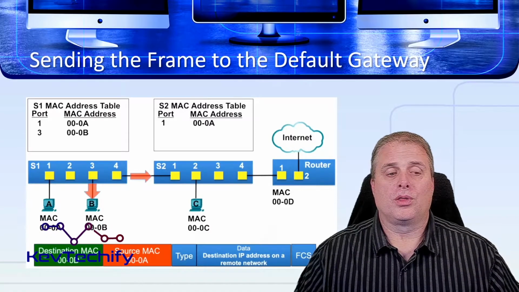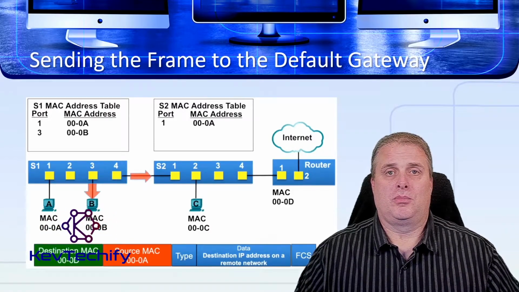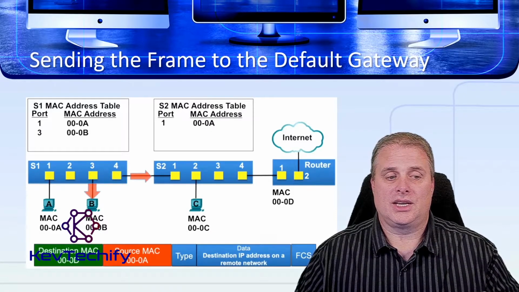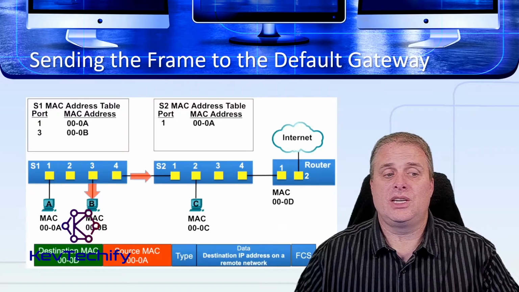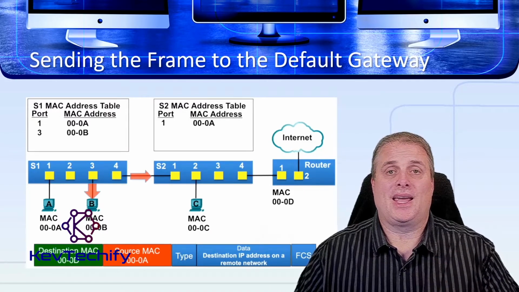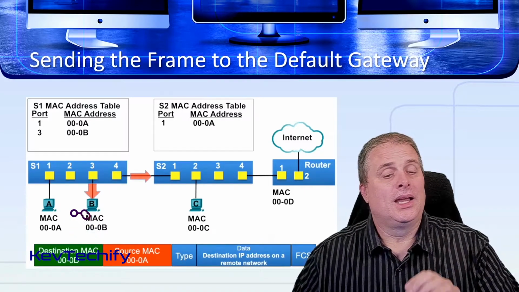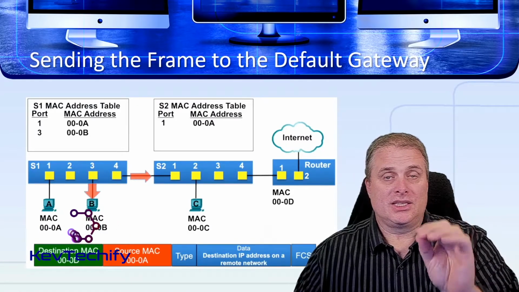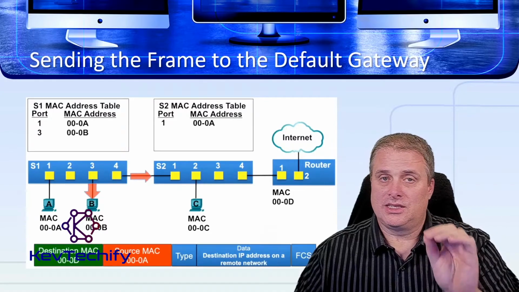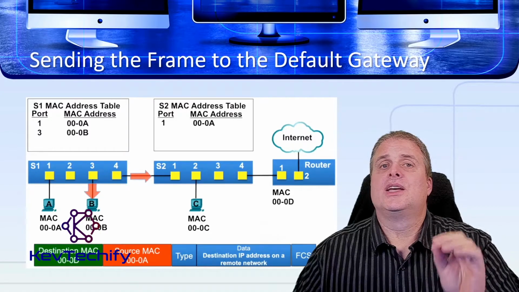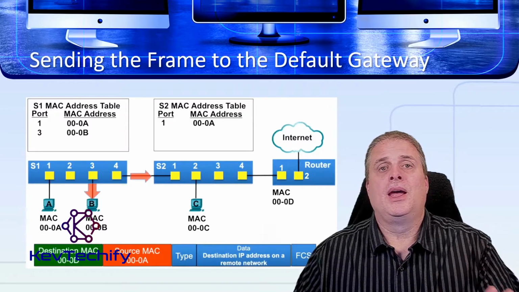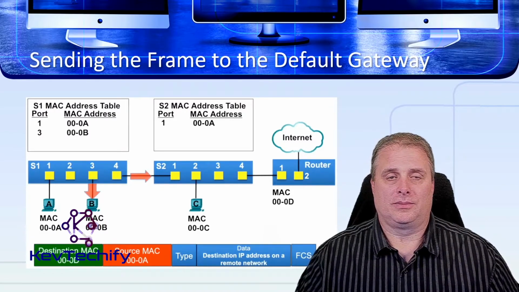When it goes out of port 3, it goes down to PCB. PCB gets that, looks at the destination MAC address. Destination MAC address is 00D. PCB's MAC address is 00B. They don't match. PCB basically gets in the frame header, looks, sees there's not a match on MAC addresses, stops accepting the frame at that point in time, and then deletes what it has in there.